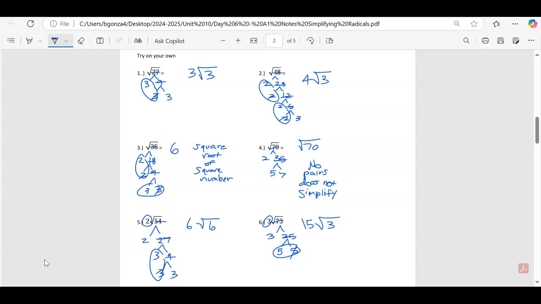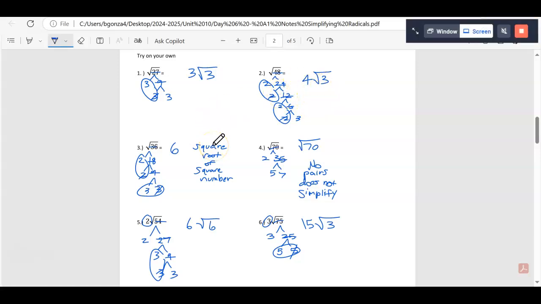All right. Check your answers. Number 1, there's the pair and a loner, so 3 square root of 3. Number 2 has 2 pairs and a loner, so 2 times 2 is 4, square root of 3.